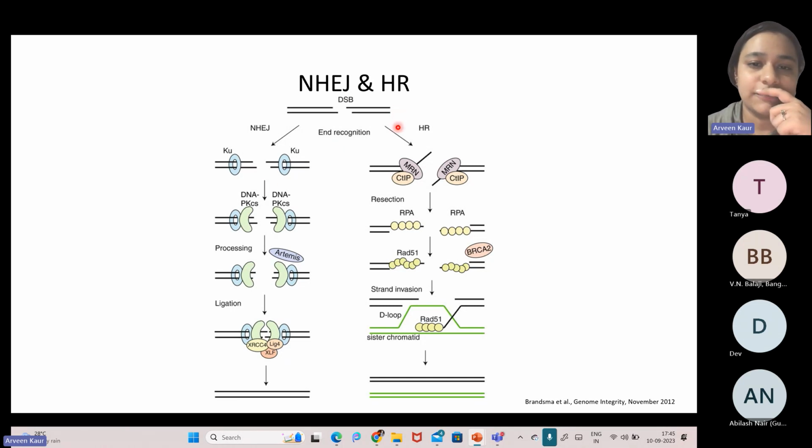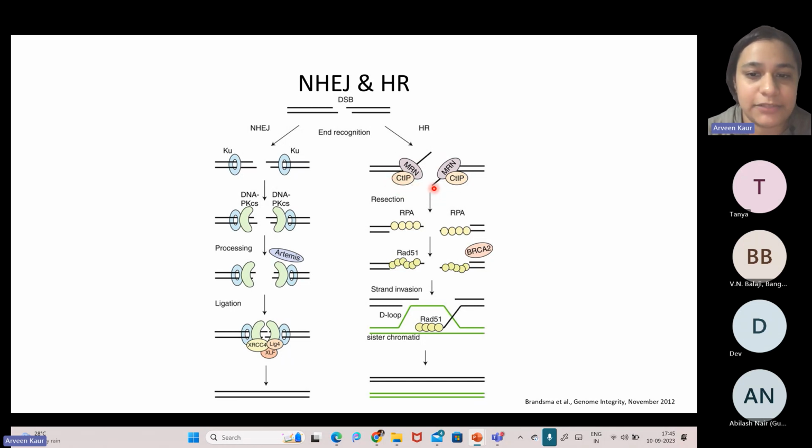The other kind of DNA repair mechanism is homologous recombination, or homology-dependent recombination, HR or HDR. What happens in HR is that whenever there is a double-stranded break that is to be healed via homology-dependent recombination, the proteins that come and bind over here are different: MRN and CtIP.